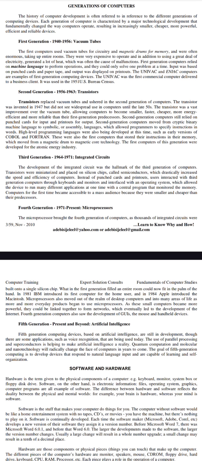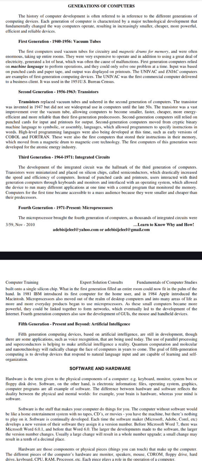Fourth generation, 1971 to present: microprocessors. The microprocessor brought the fourth generation of computers, as thousands of integrated circuits were built onto a single silicon chip. What in the first generation filled an entire room could now fit in the palm of the hand.